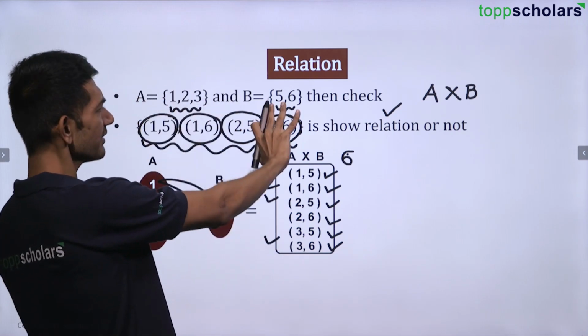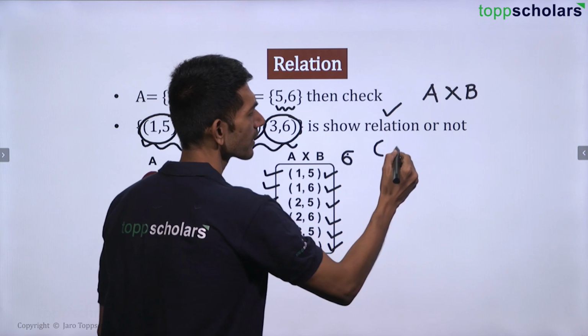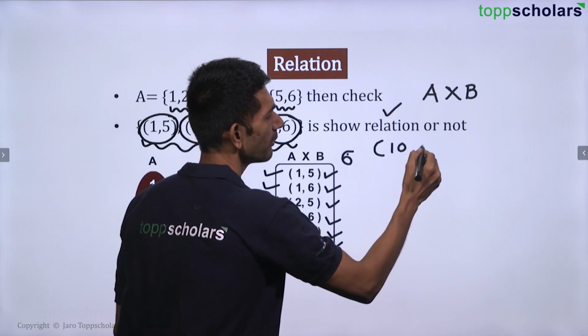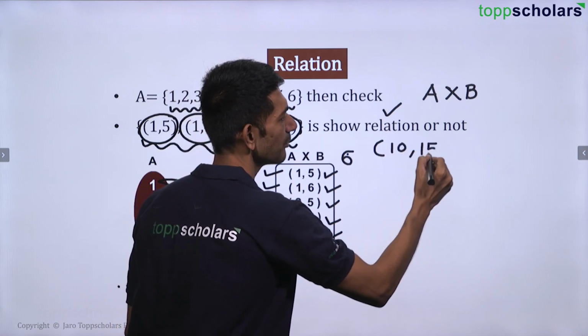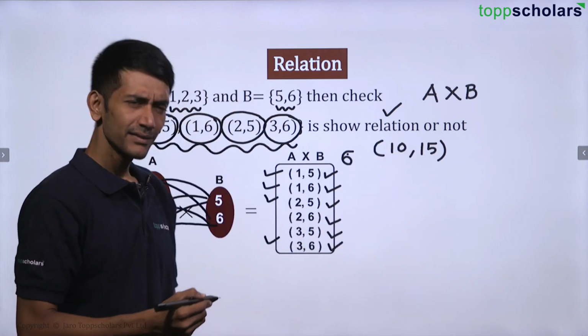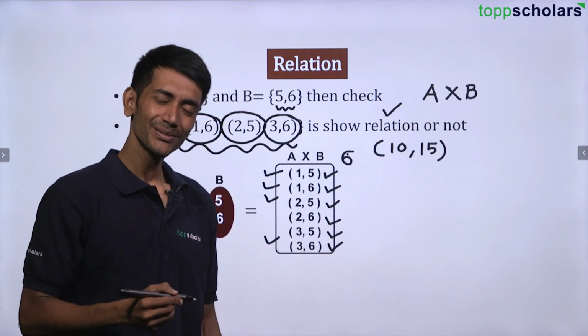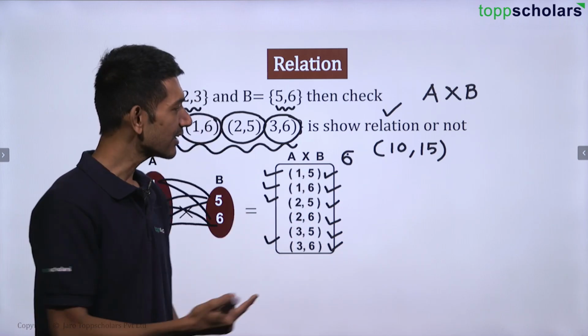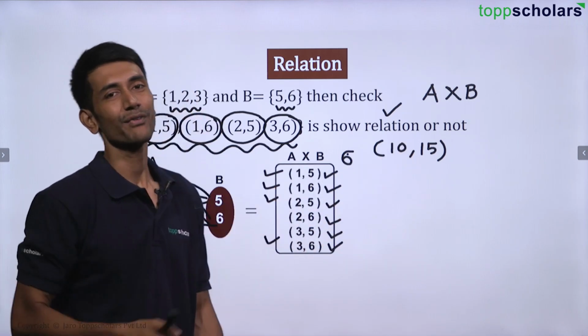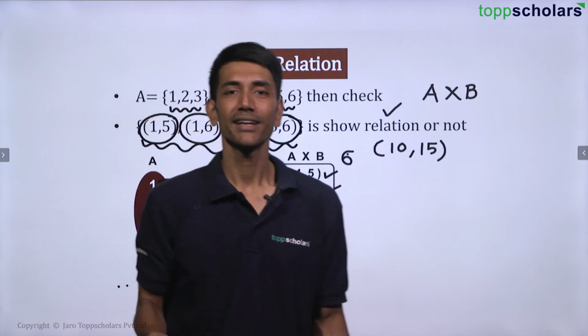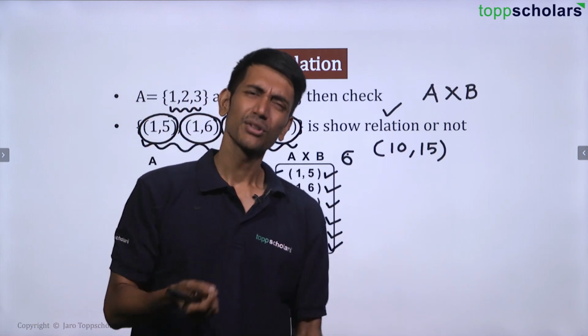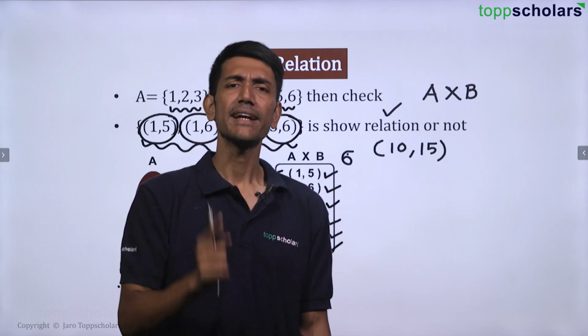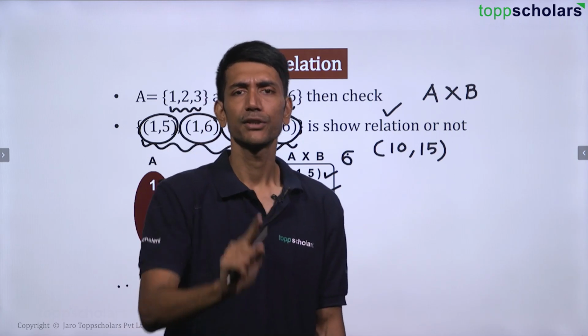Now if in this I had something, say (10, 15), this is just an example, then will this be a relation? Definitely no. Can you see (10, 15) here? (10, 15) is not a member of A cross B. So we cannot say that the relation exists there. So simply what we need to understand and identify is that R should be a subset of A cross B.